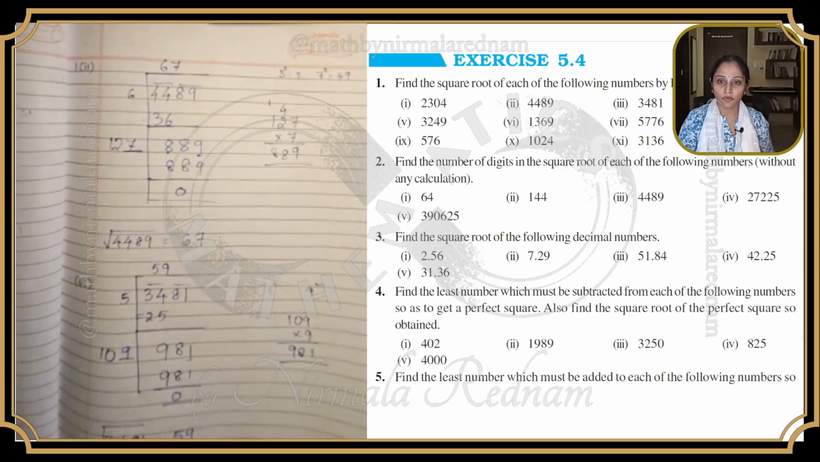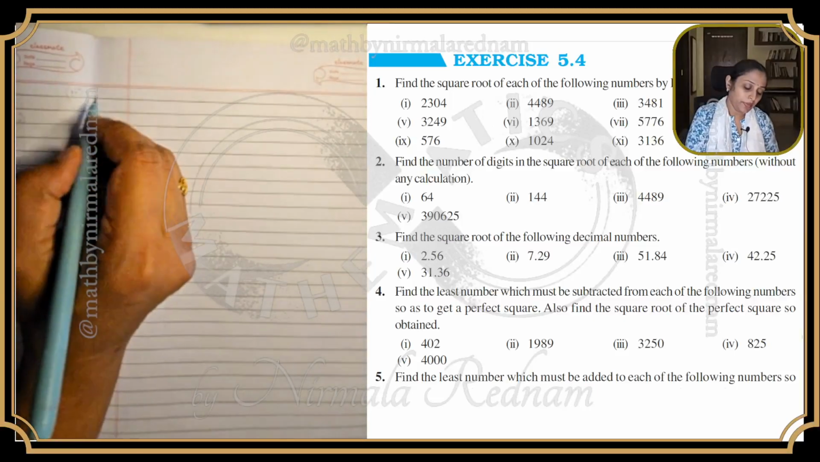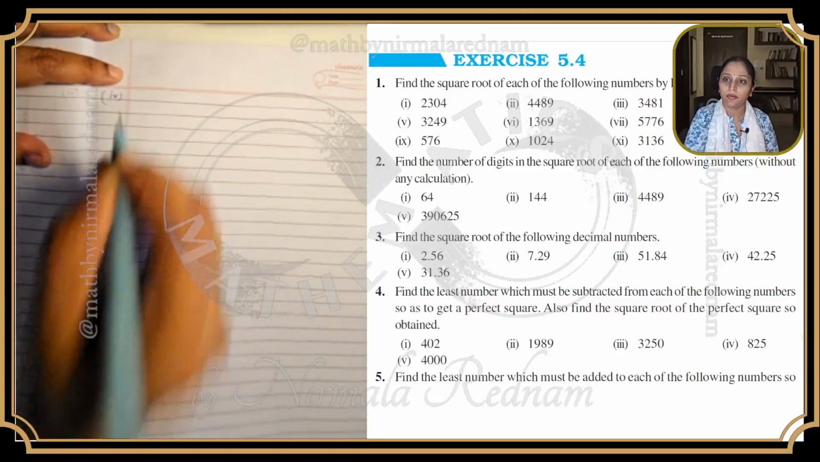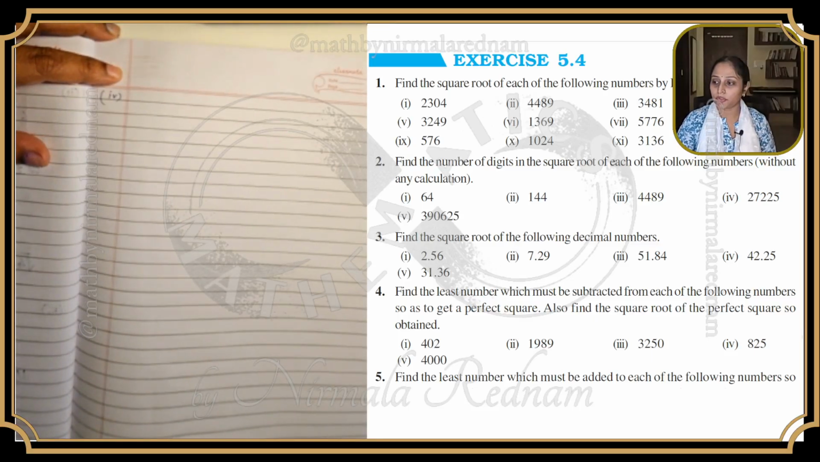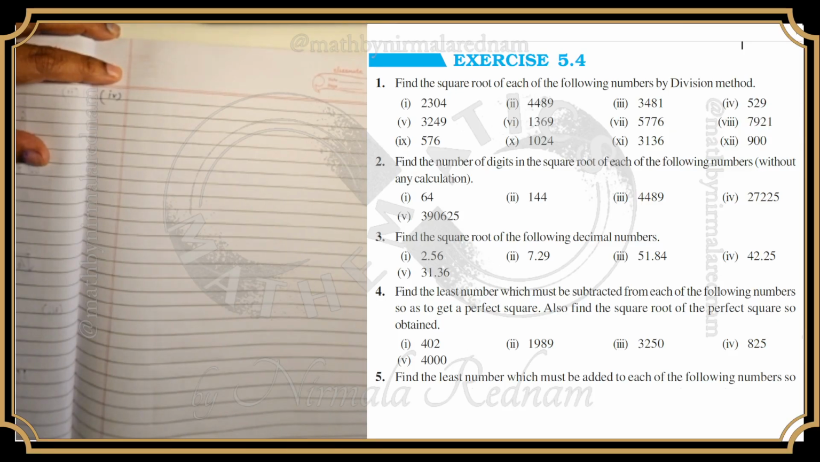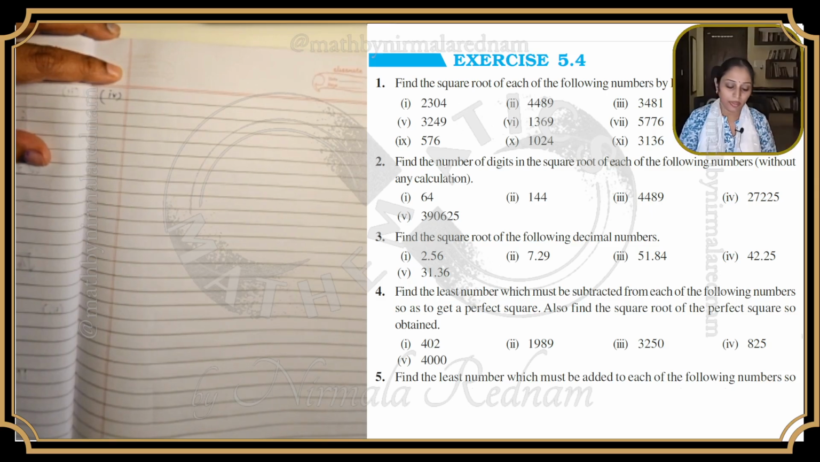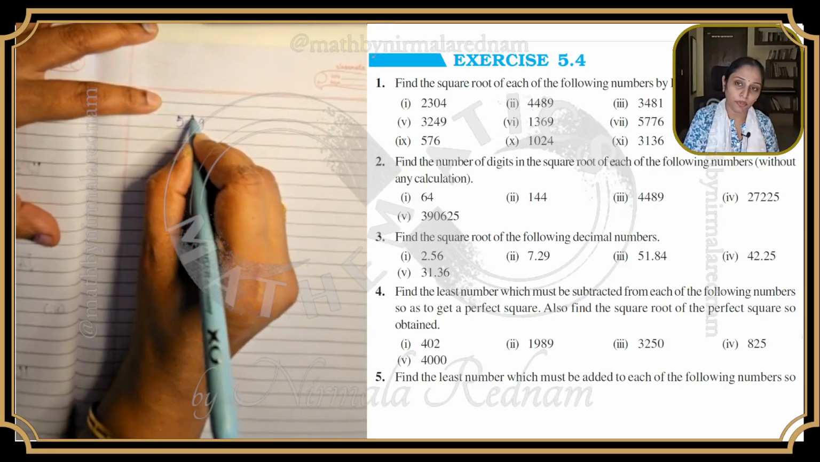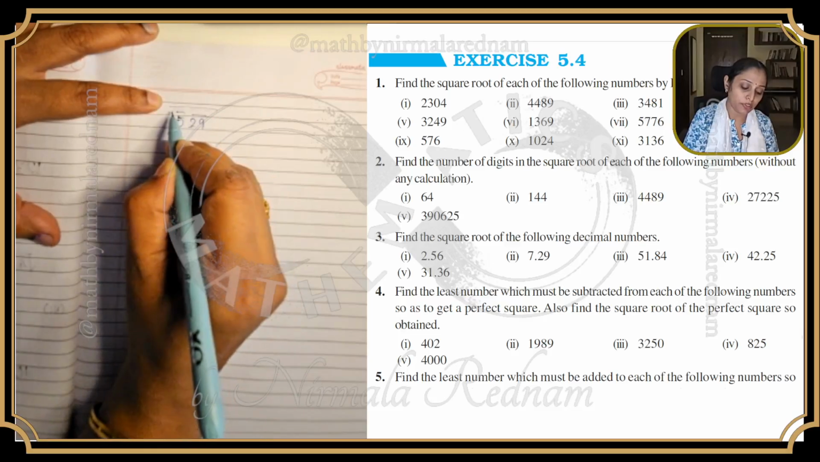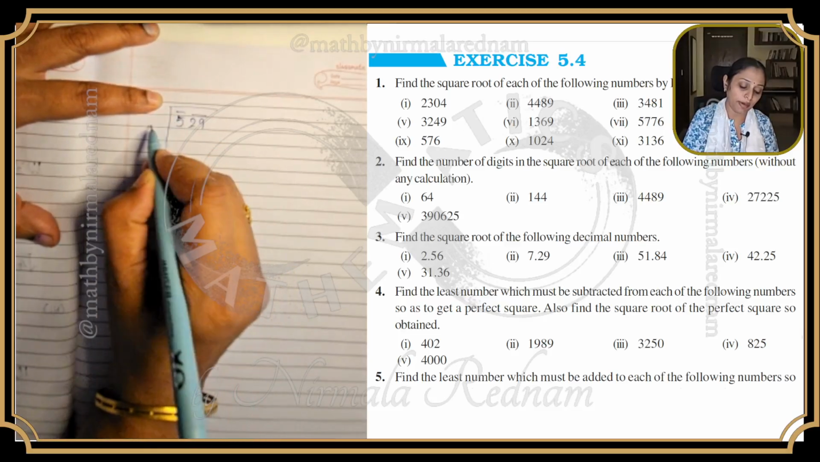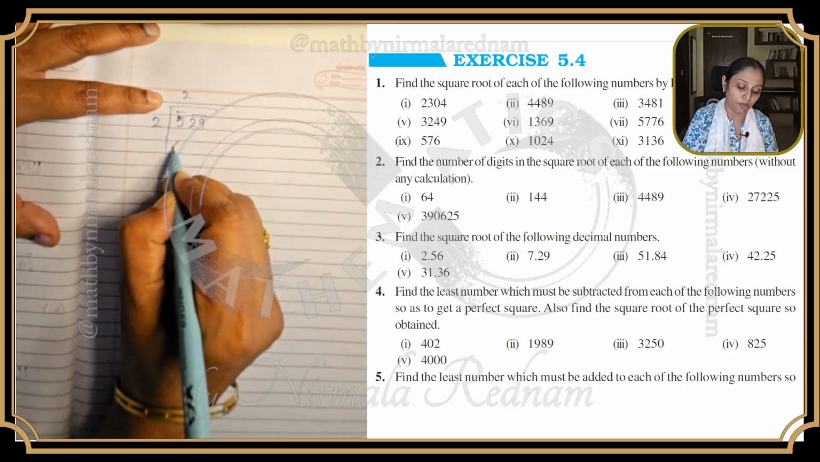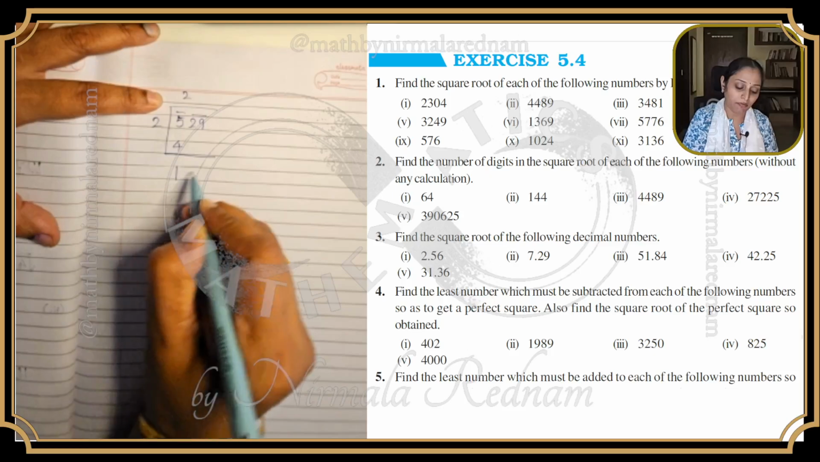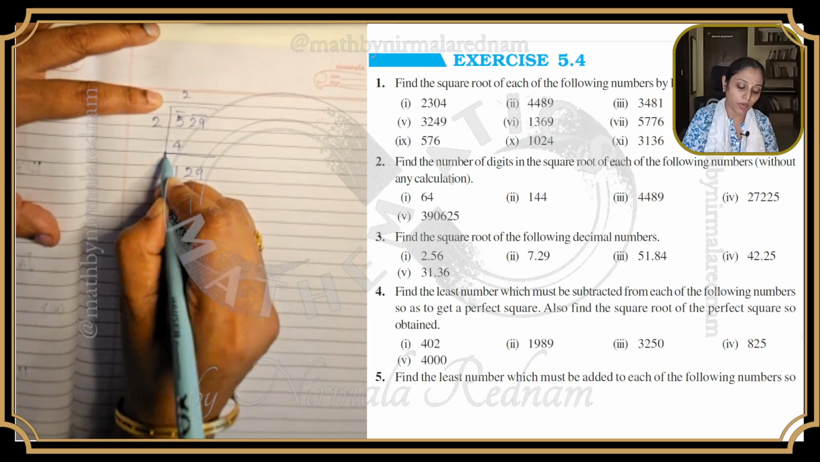So let's move on to the fourth question. We have 529, right? So let's solve that. First step is I'm going to put the bars, right? And what is the closest perfect square to 5? It is 4. 2 square is 4. And when I take the subtraction, I have 1. Bring down the next bar, it is 129.